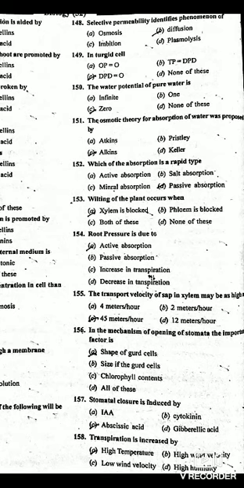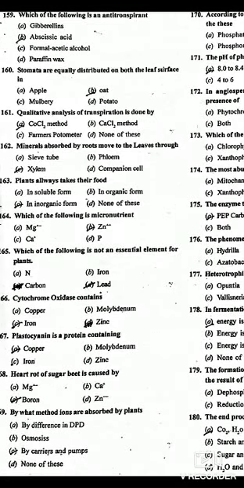158, transpiration is increased by option A, high temperature. 159, which of the following is an anti-transpirant? Option A, abscisic acid. 160, stomata are equally distributed on both the leaf surfaces in option B, oat. 161, qualitative analysis of transpiration is done by the CoCl2 method. Option A. 162, minerals absorbed by root move to the leaves through option C, xylem.